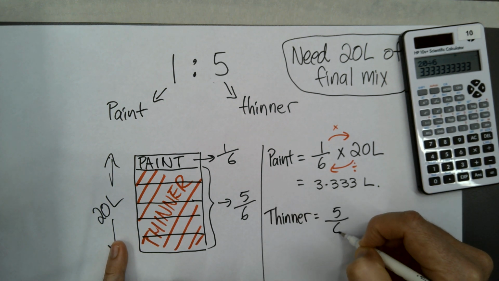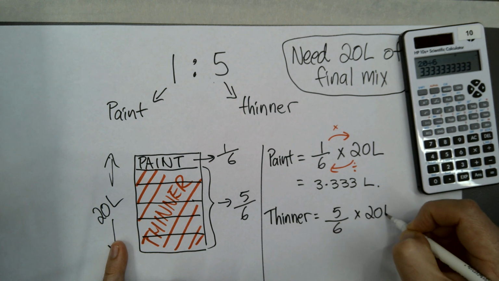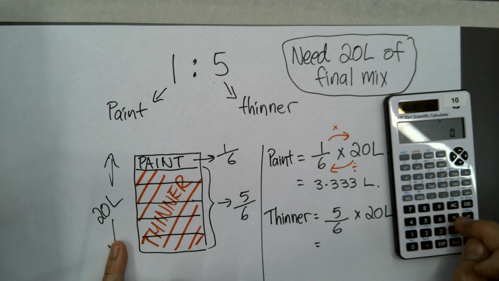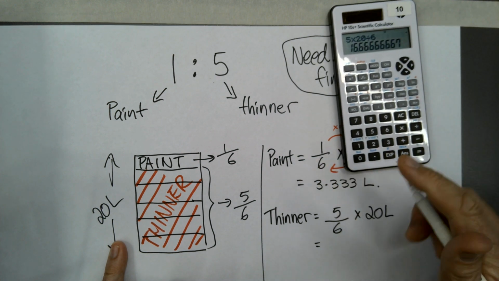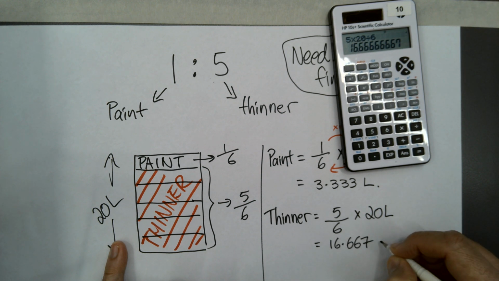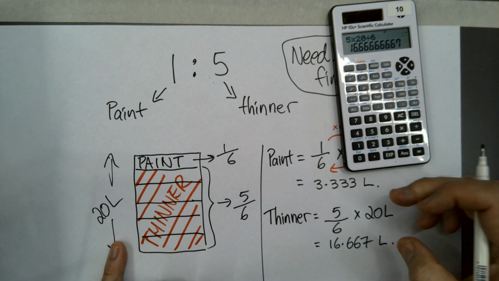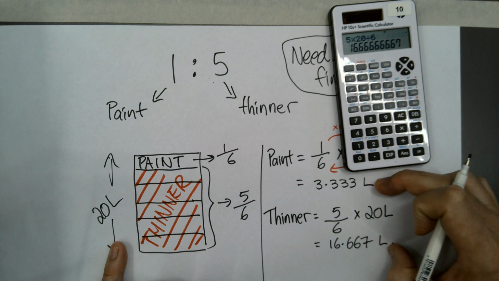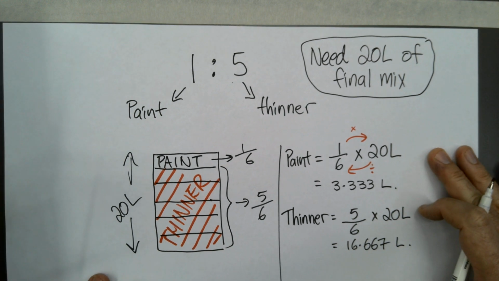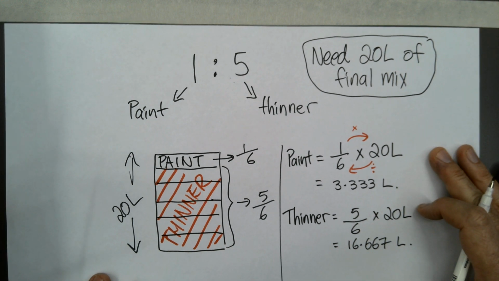It's 5/6. So multiply the top, I've got 5 times 20 and then divide the bottom, divided by 6. Okay, so that's 16.667 litres. Now you'll notice, add those together and you get 20. Okay? That is how you work it.